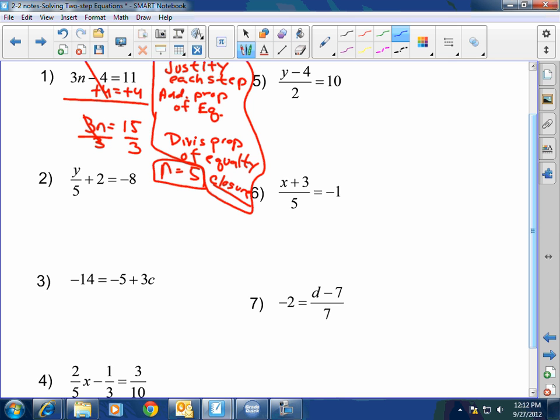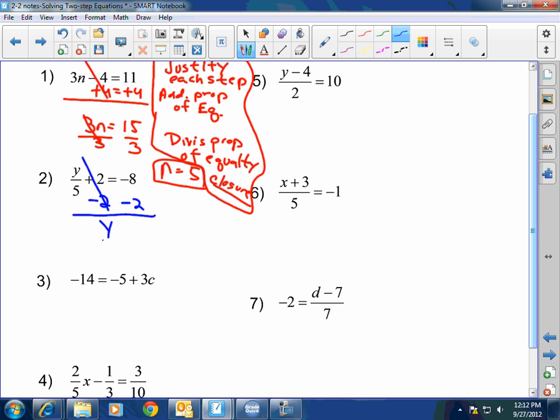You're going to undo addition and subtraction first, so what are we going to get rid of? The positive 2. How do we get rid of that positive 2? Absolutely right. You subtract 2 from both sides. Always go from left to right. What are we left with on the left side?